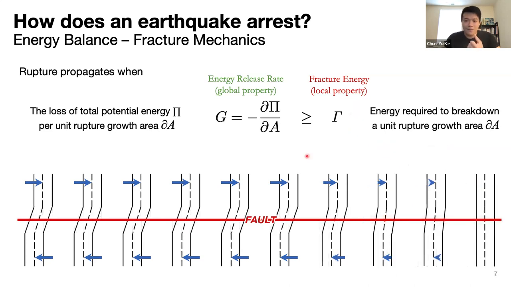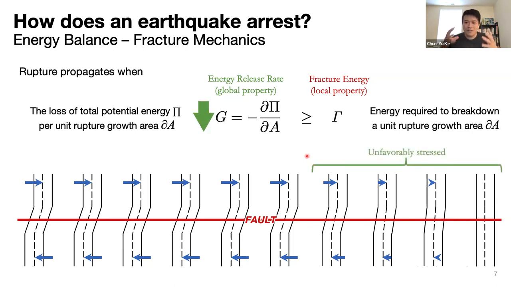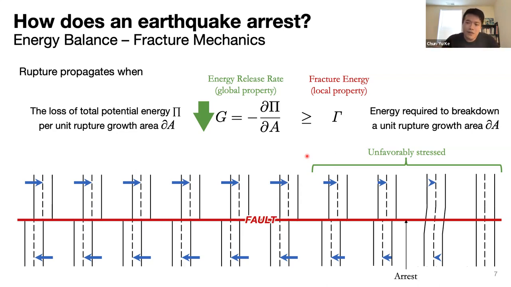There's another obvious option for an earthquake rupture to arrest. It could simply be because there's no more energy to release, which can happen if the rupture front reaches a region that is not sufficiently loaded. However, this case is rarely discussed.